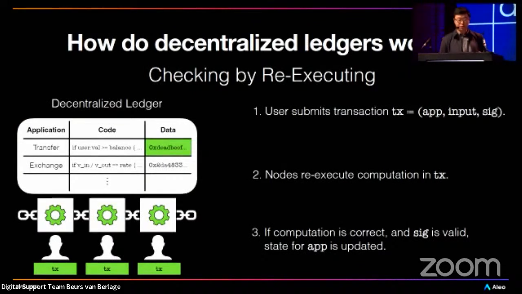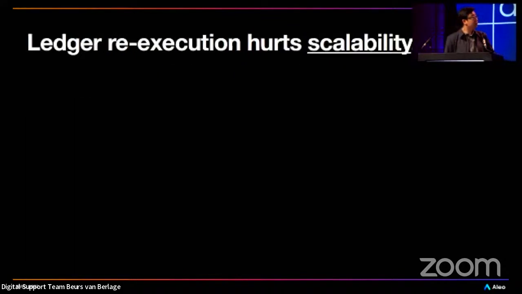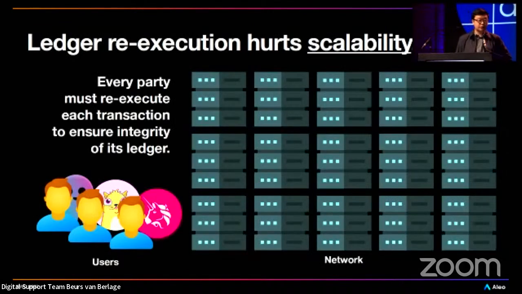So let me walk you through some of the limitations with this approach for ledger re-executions. First, ledger re-executions limit scalability. And what I mean by that is that every transaction needs to be rerun by every node in the network in order to be verified and confirmed on the ledger.